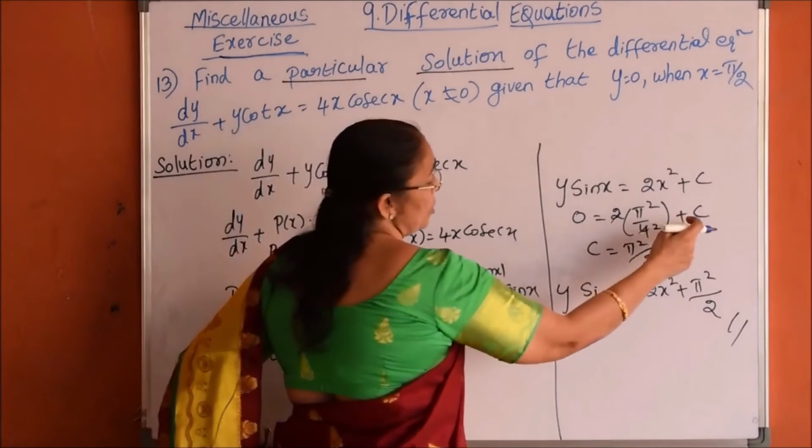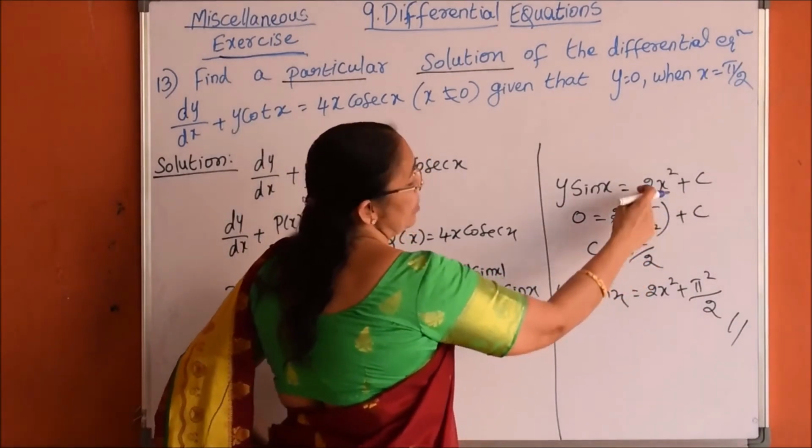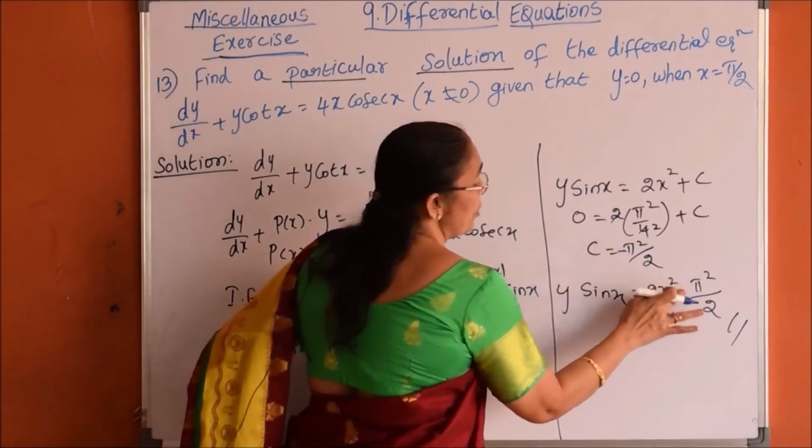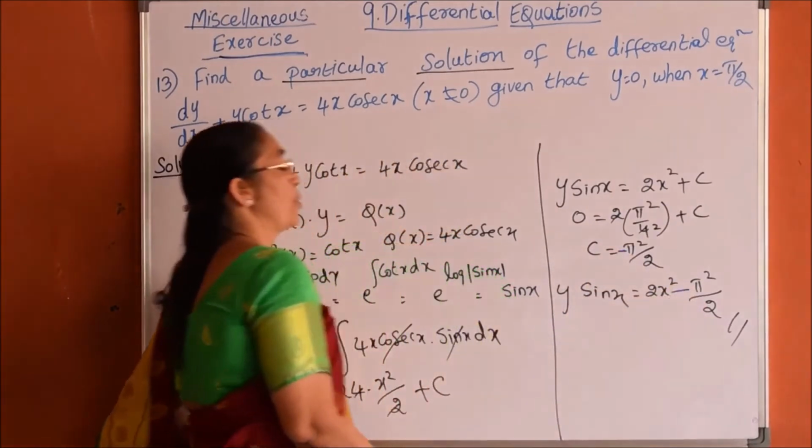Here 0 is equal to pi square by 2 plus c. Therefore, c is minus pi square by 2. So, therefore, the final solution is 2x square minus pi square by 2.